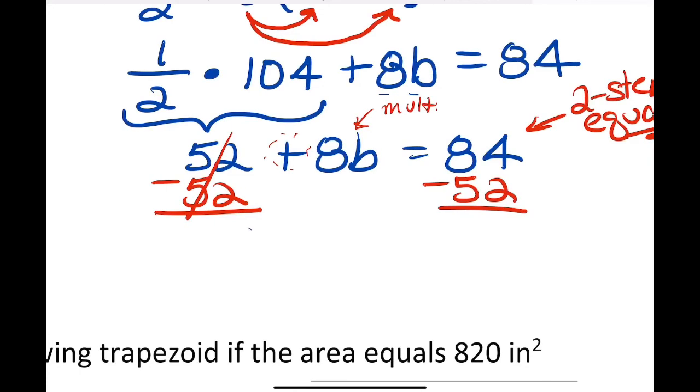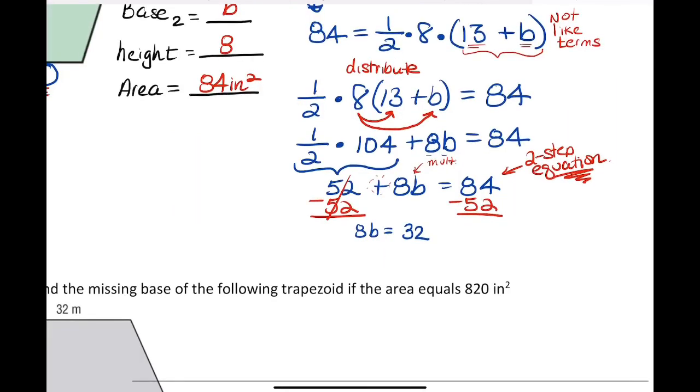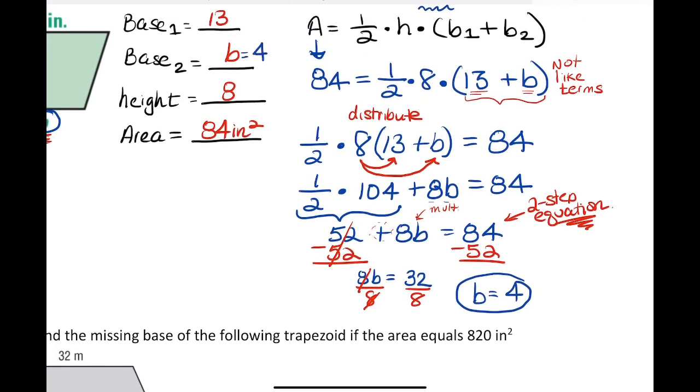and then rewrite it. So now we have 8b equals 84 minus 52, which is 32. Right, now it's down to a one-step equation, which means we're just going to divide both sides by 8. And so then we get b is equal to 32 divided by 8, which is 4. So we just figured out what b is. So b equals 4 inches.